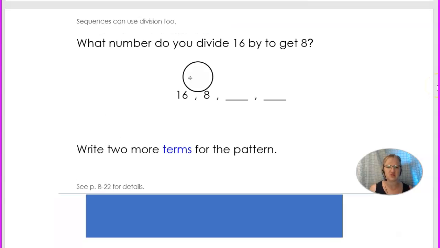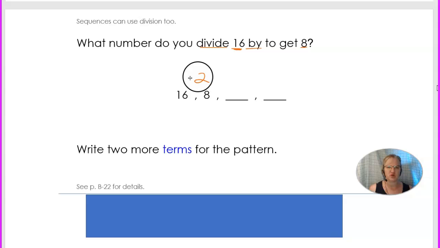Okay, here's another sequence. So what number do we divide 16 by to get 8? Remember, the number that we divide by is the divisor. And if we start with 16, that's the dividend. The quotient will be 8. So thinking about this, 16 divided by 8, we know that we will divide by 2 to get that.